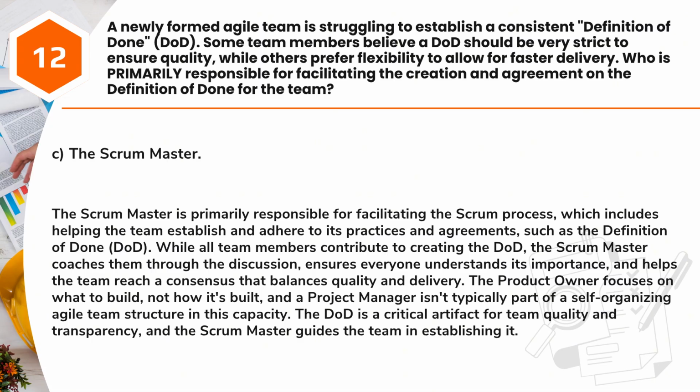The product owner focuses on what to build, not how it's built, and a project manager isn't typically part of a self-organizing Agile team structure in this capacity. The DoD is a critical artifact for team quality and transparency, and the Scrum Master guides the team in establishing it.